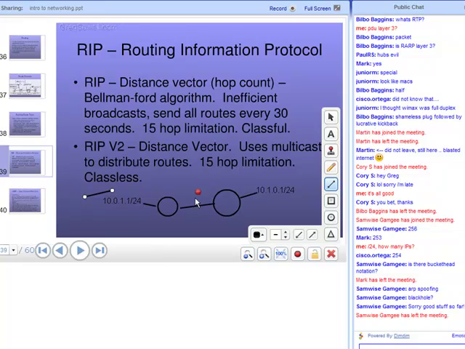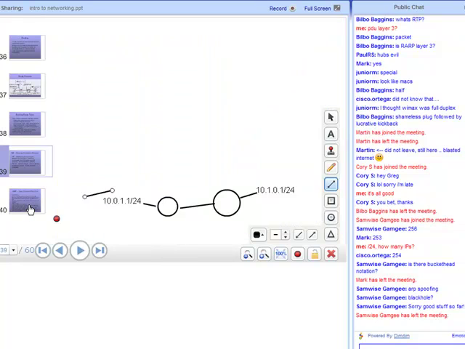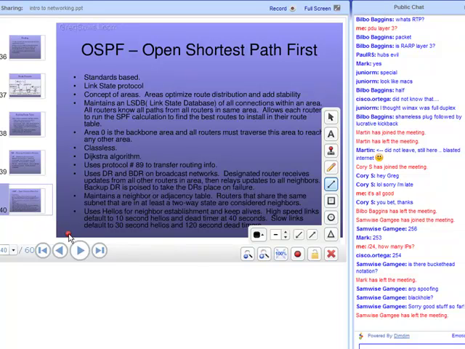RIP version 2, I believe, allows variable length subnet masks, so it kind of gets around that, but it's still really inefficient, and it's still got the 15 hop limitation. It does start using multicast to distribute the routes, so only people who subscribe to that information will get it. So it doesn't technically flow throughout your entire infrastructure, so it's a little bit more efficient, but still, don't bother running it.